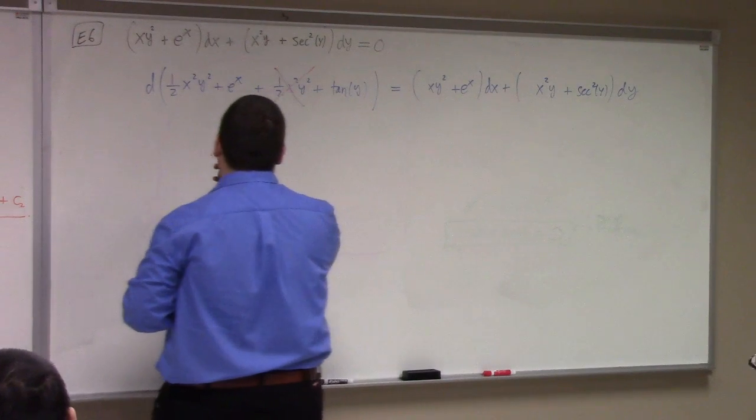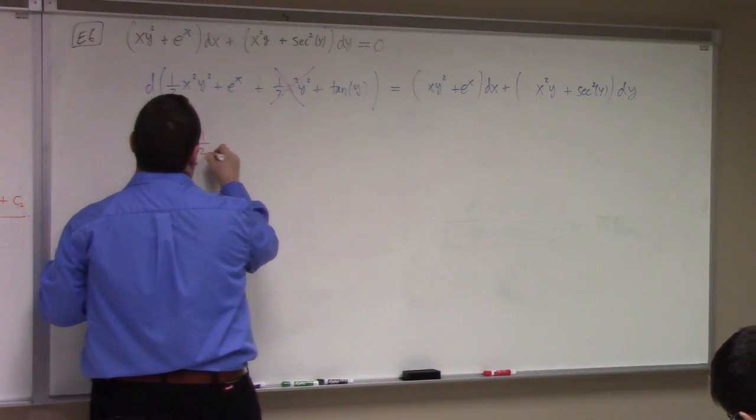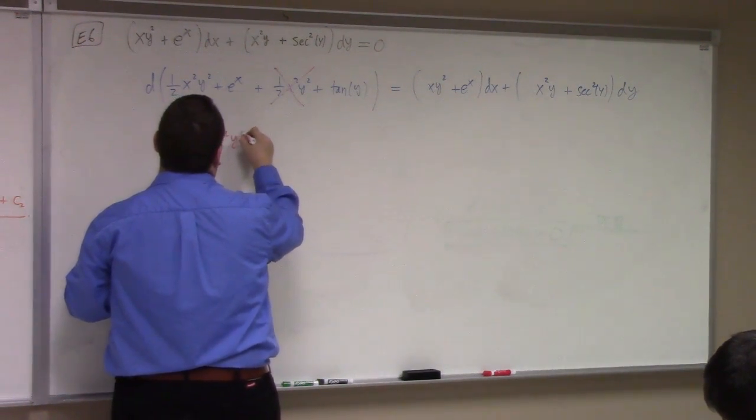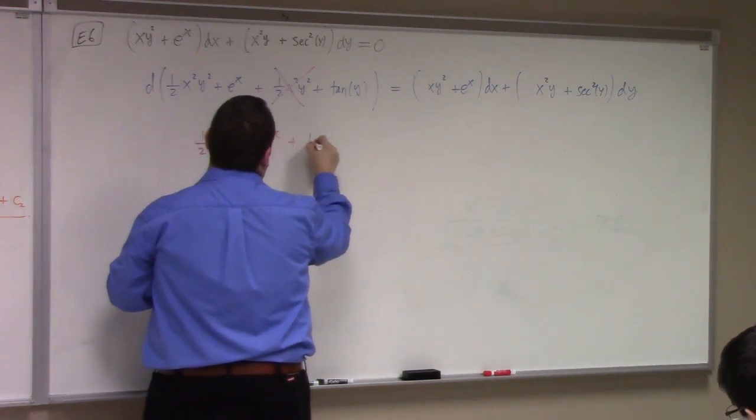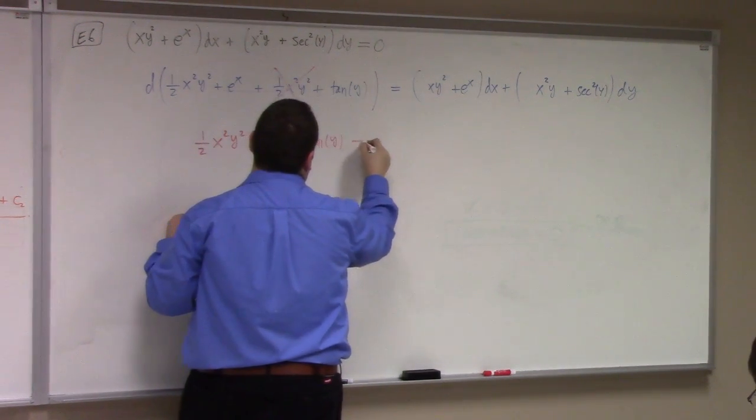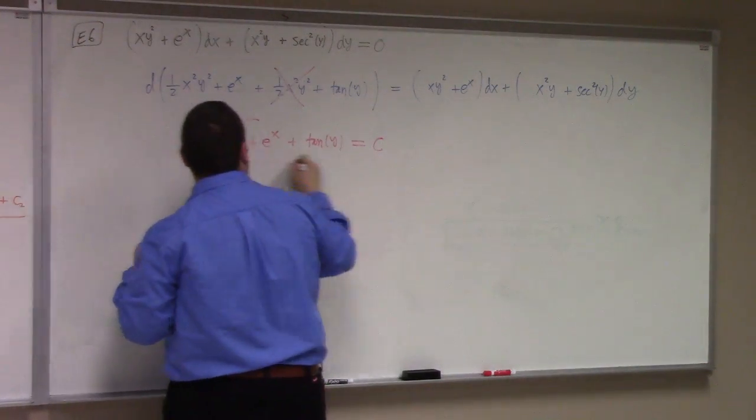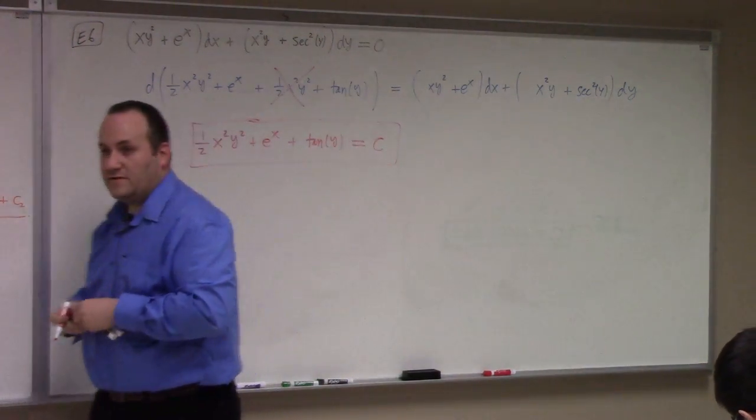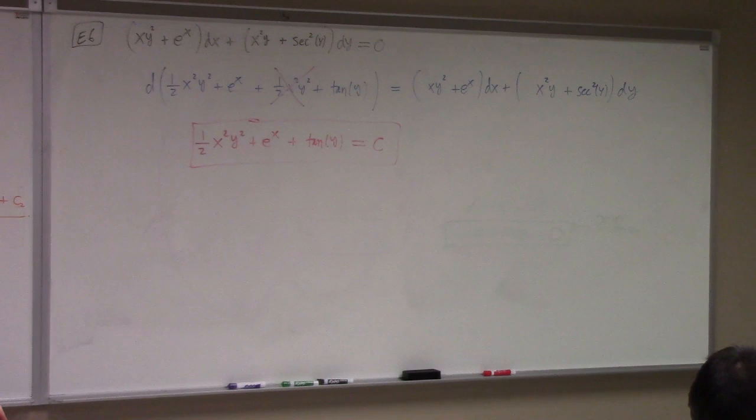Okay, so thank you for your guess. Now the solution, 1/2 x squared y squared plus e to the x plus tangent y equal to a constant. That is the implicit general solution to this differential equation.